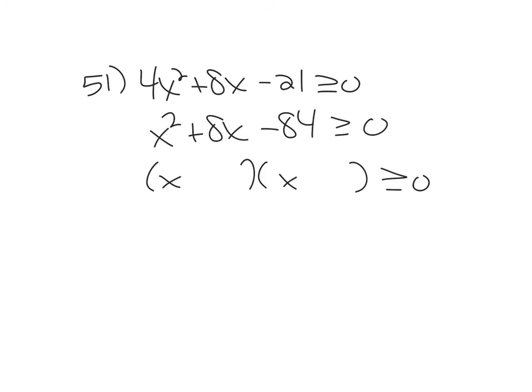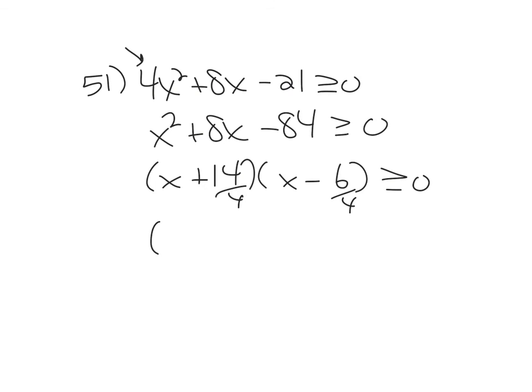84 is 12 times something, 4 times something. And, of course, it's also 14 times 6. So I'm going to go x plus 14, x minus 6, that gives me the 8. Now, don't forget to divide by the 4. So I'm dividing by 4, dividing by 4.